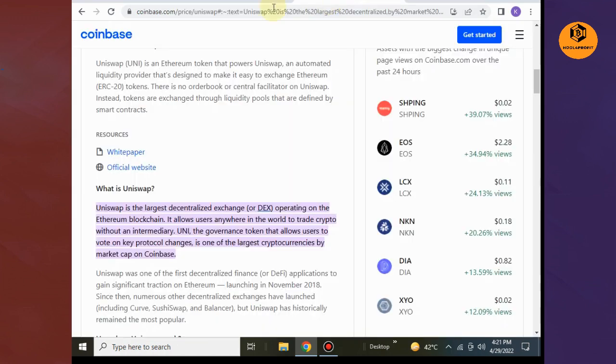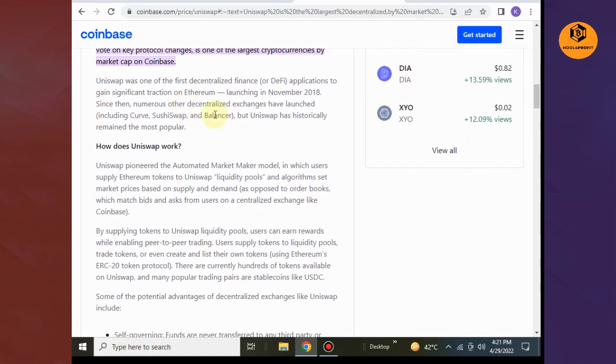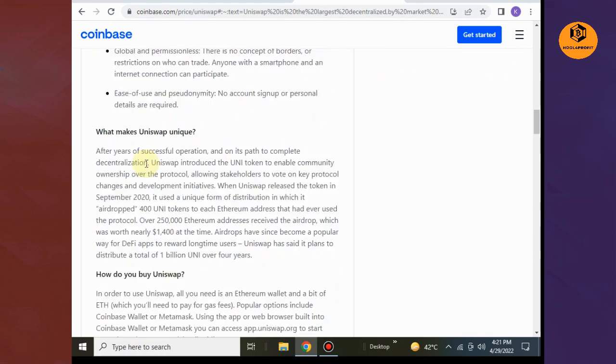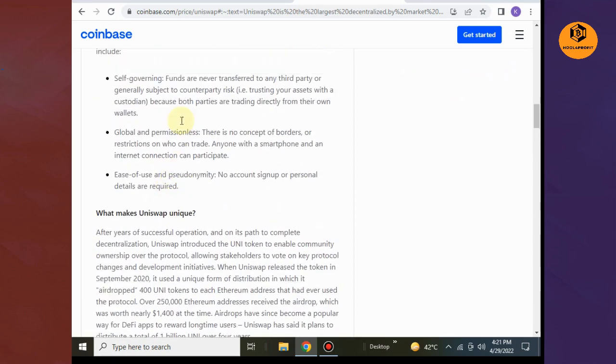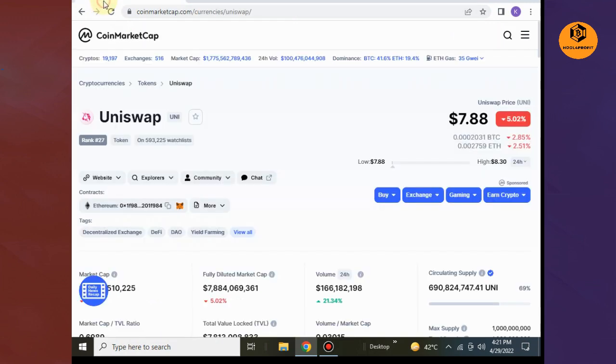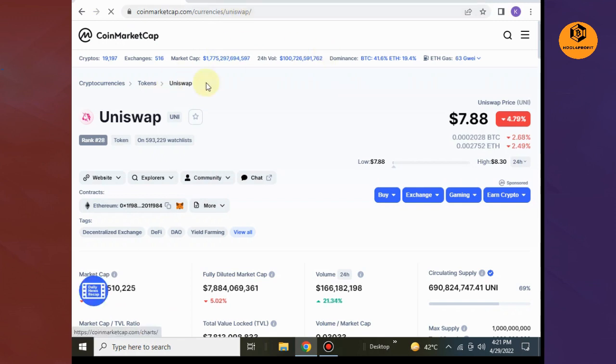Let's check its price. You can get the introduction or information about this coin on the coinbase.com website. Also here you can check out all these details. How does Uniswap work? You can find the same information here, but possibly in an easier way. Let's check the price of Uniswap on CoinMarketCap. First, I will refresh this page to get the updated details.